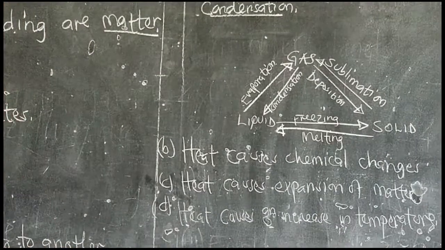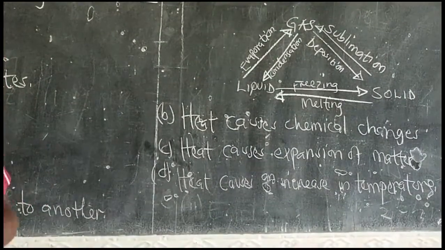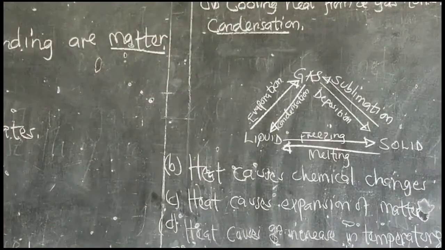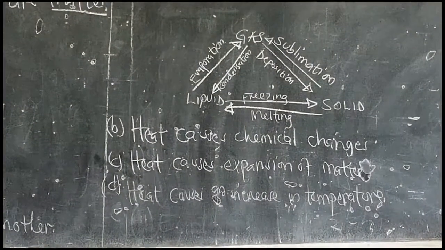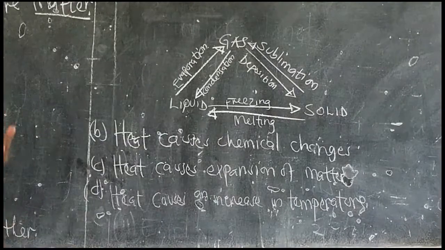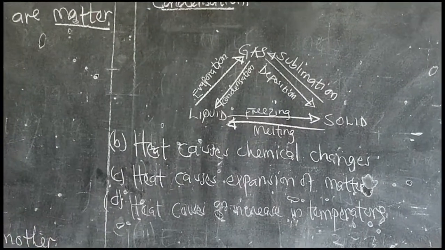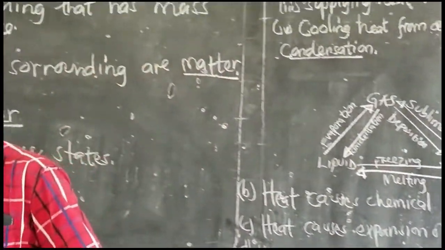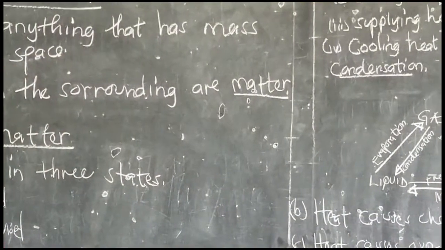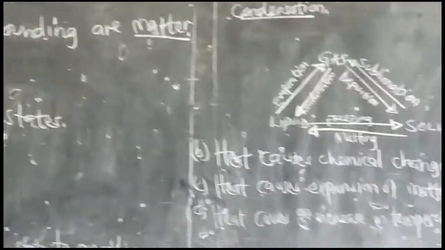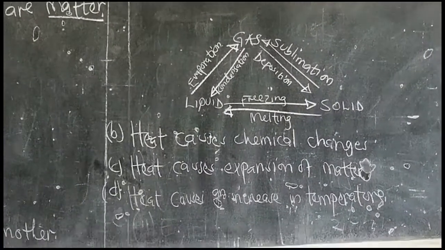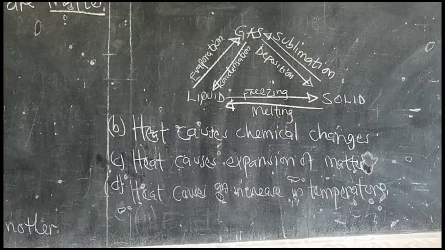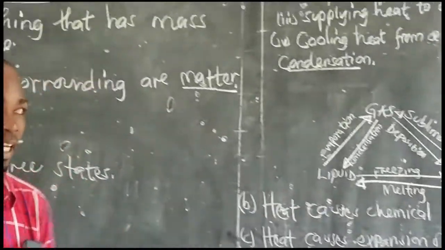So, evaporation, melting, freezing, sublimation, deposition, all these are examples of physical changes of state of matter. Remember, I told you that matter can change from one state to another state. But these changes can only take place if there is heat, or if there is an increase or decrease in temperature.